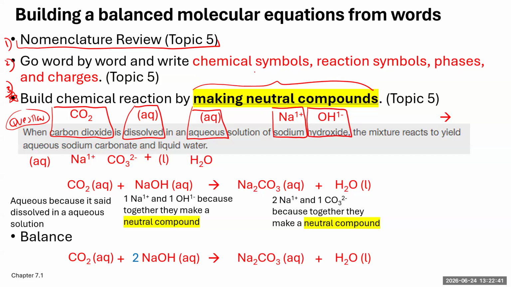We're going to write down chemical symbols, reaction symbols, phases, and charges. So we're doing that. We're writing down carbon dioxide. The way it's named, we know it's CO2. Dissolved means aqueous. Sodium, right? It's Na. We have a predicted charge of 1 plus. Hydroxide is a polyatomic ion that has a predicted charge of 1 minus.